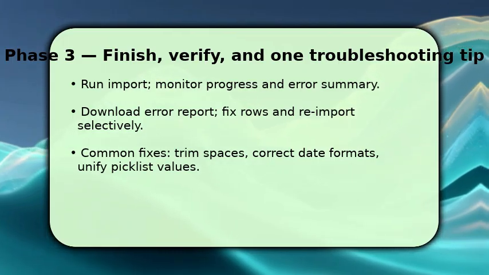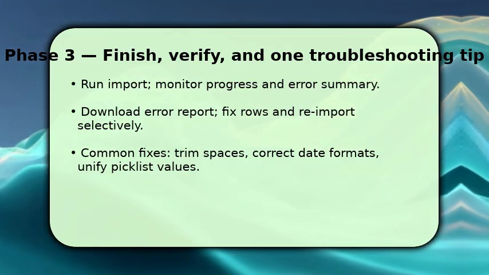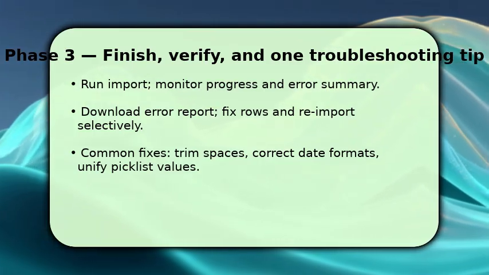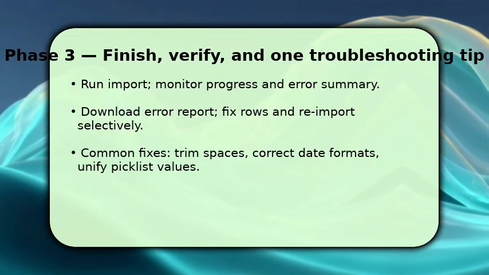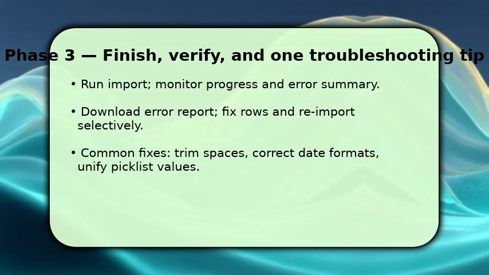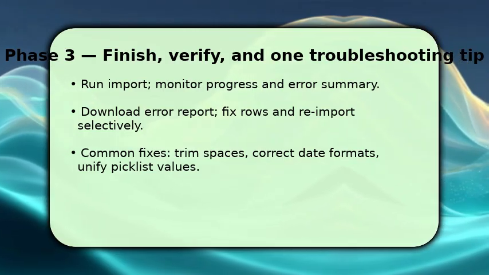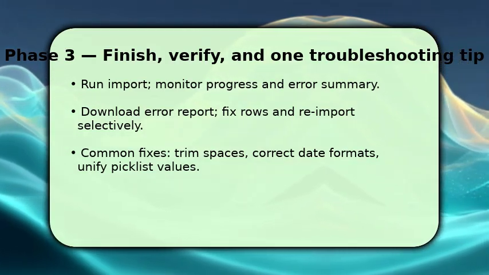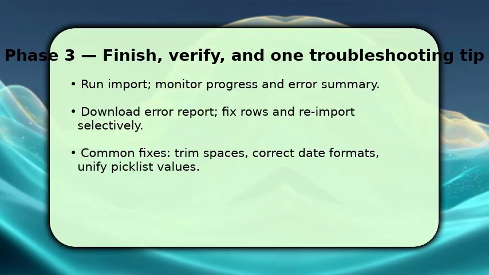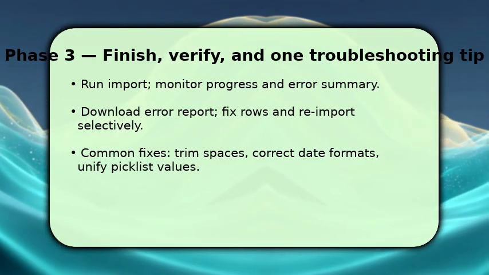If errors appear, download the error report and address only the failed rows. Trim leading/trailing spaces, correct date formats, and match pick list values to Zoho exactly. Once fixed, re-import the error file using the same mapping. If problems persist, check owner ID and permissions, and if you still can't resolve it, roll back via your backup and retry after adjusting the source file.